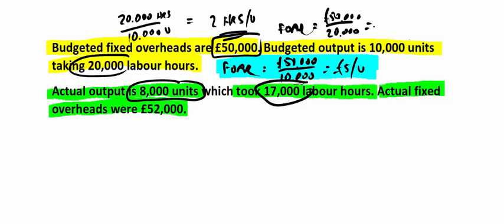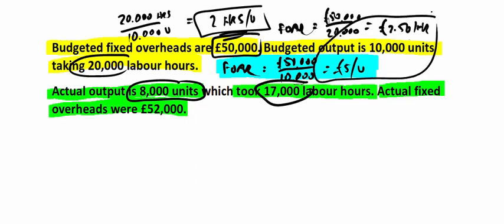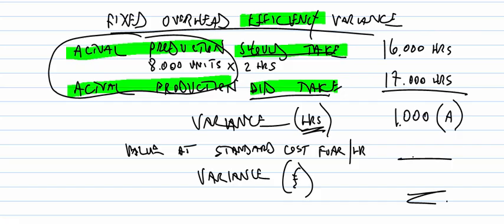Remember, for your standards, you always use your budgeted figures. So it's £2.50 per hour, which you can see kind of makes sense because if it's £5 per unit, and we already know that there's 2 hours required to make each unit, that does translate to £2.50 per hour, doesn't it? You just got to make sure you're using the right fixed overhead absorption rate for each variance.